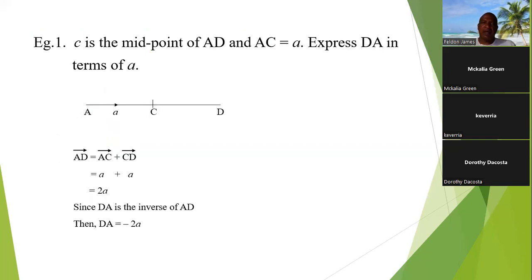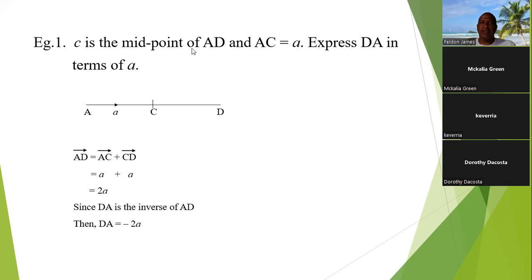All right, so moving on. Next, here we have an example. It says C is the midpoint of AD, which is that length of line going from A to D. And they say AC is equal to A.